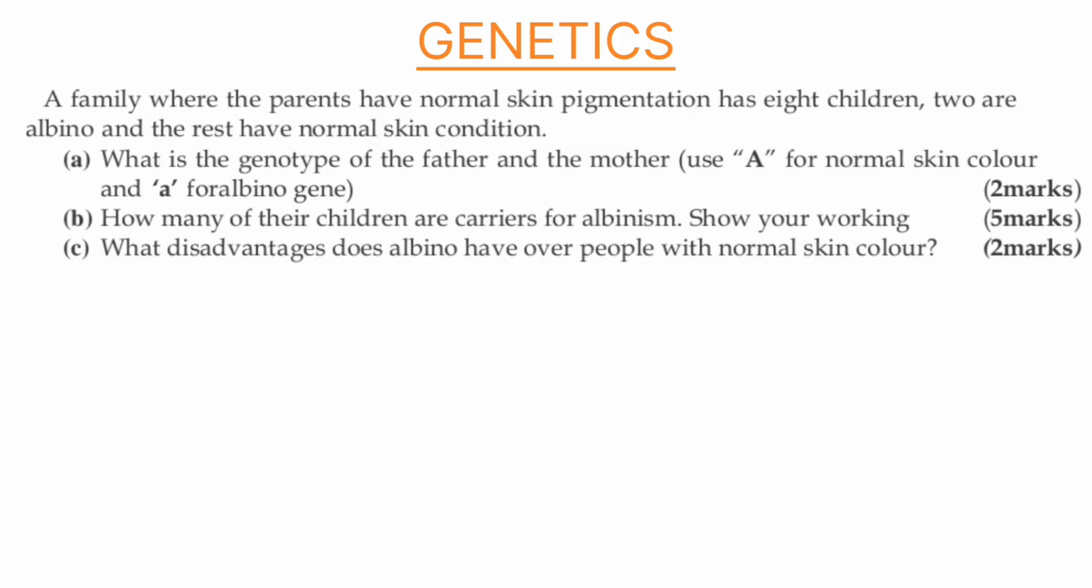Our first question. A family where the parents have normal skin pigmentation has 8 children. 2 are albinos and the rest have normal skin condition. Okay, so we have the following conditions that we need to answer. Now, before we do that, let us first discuss what albinism is.